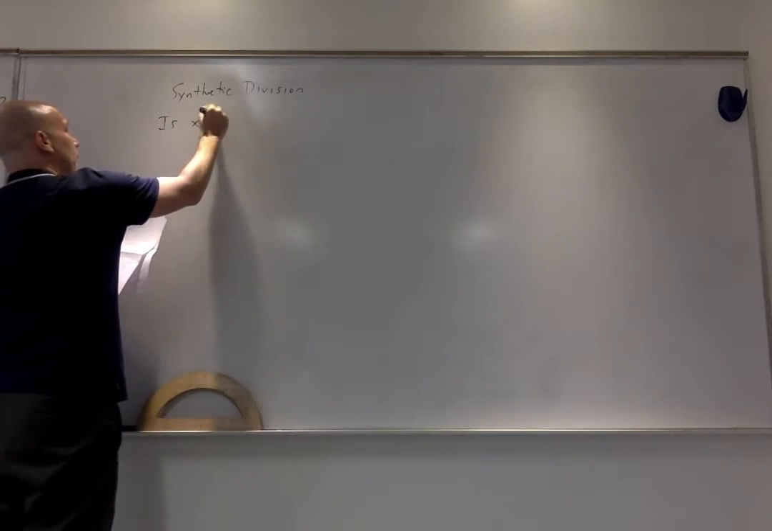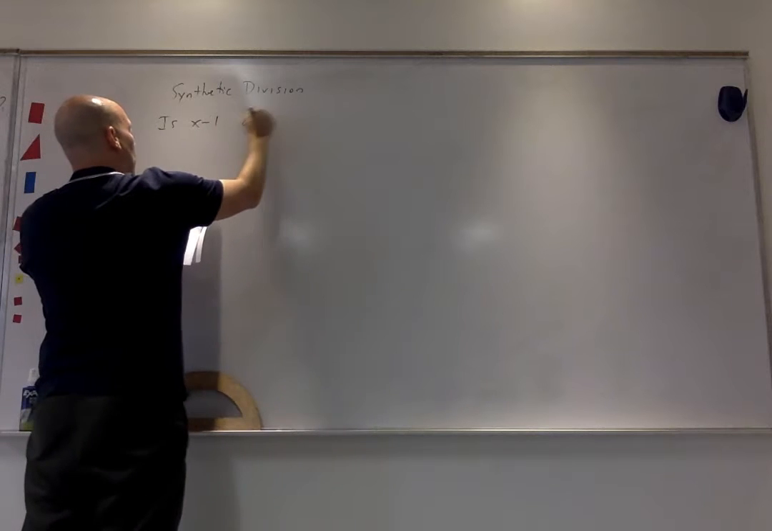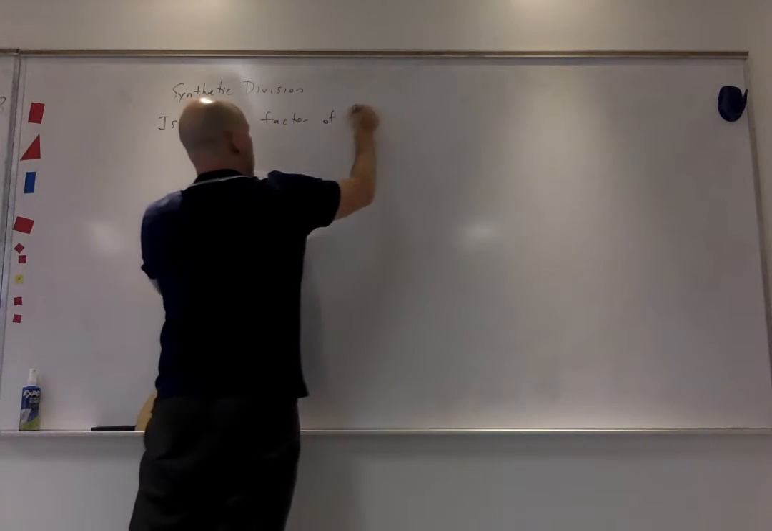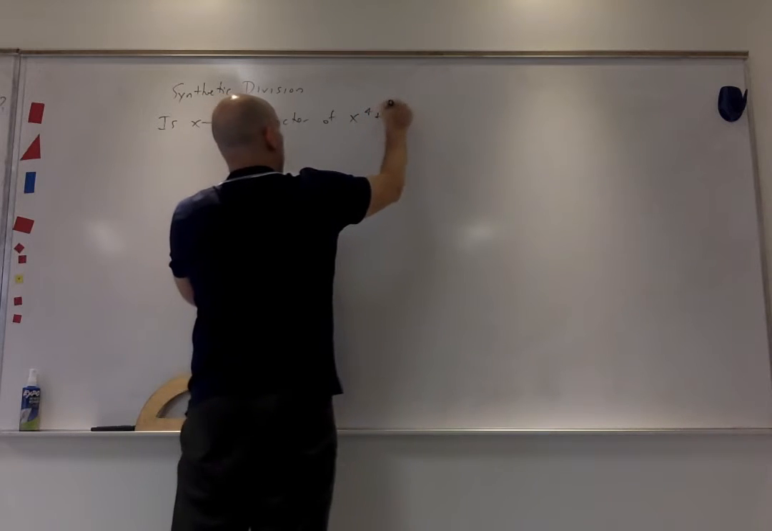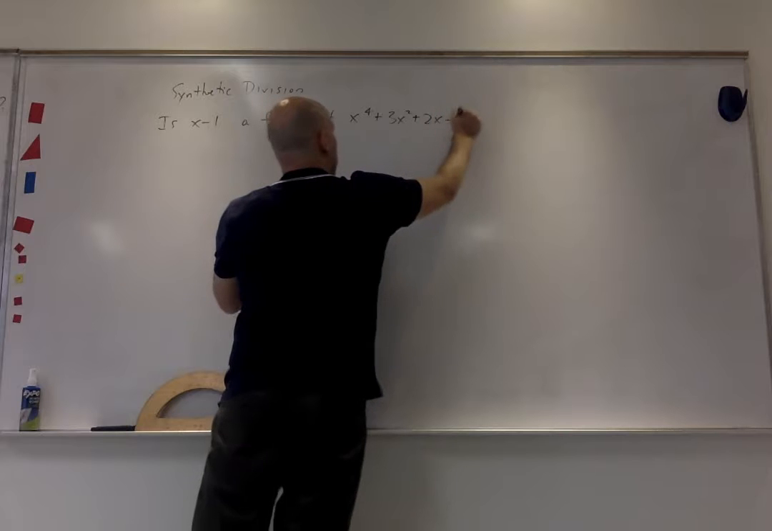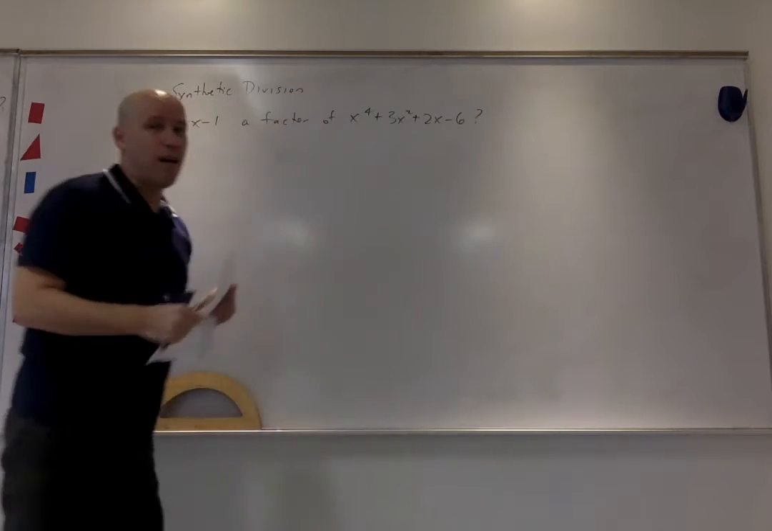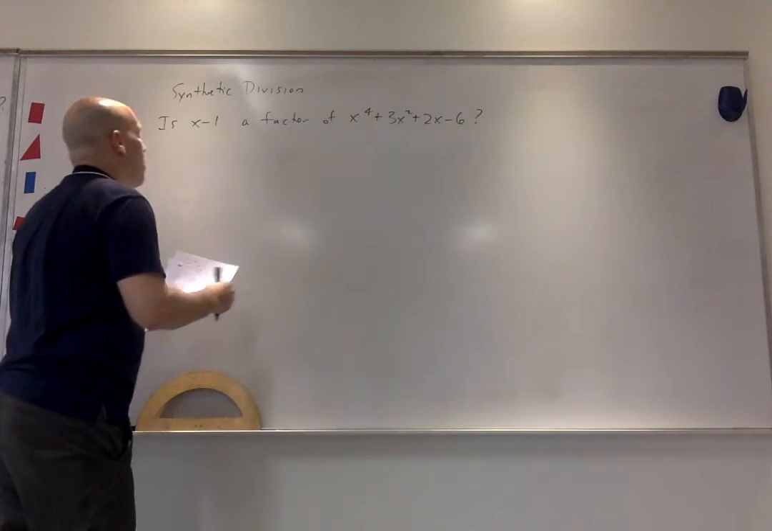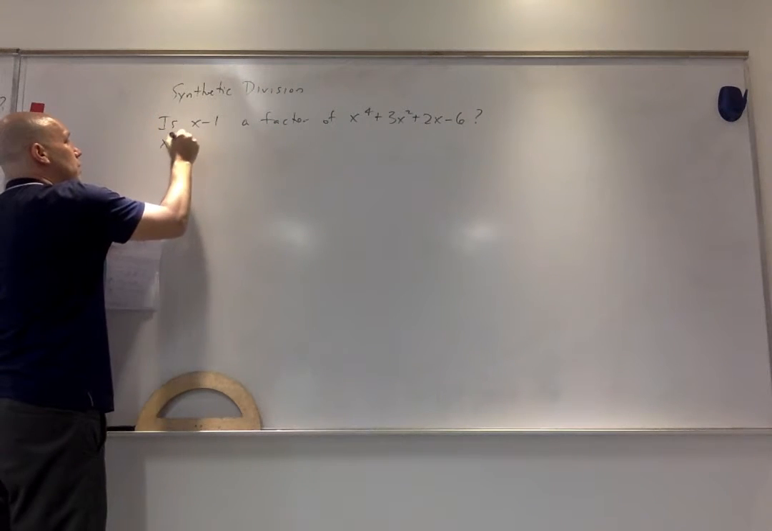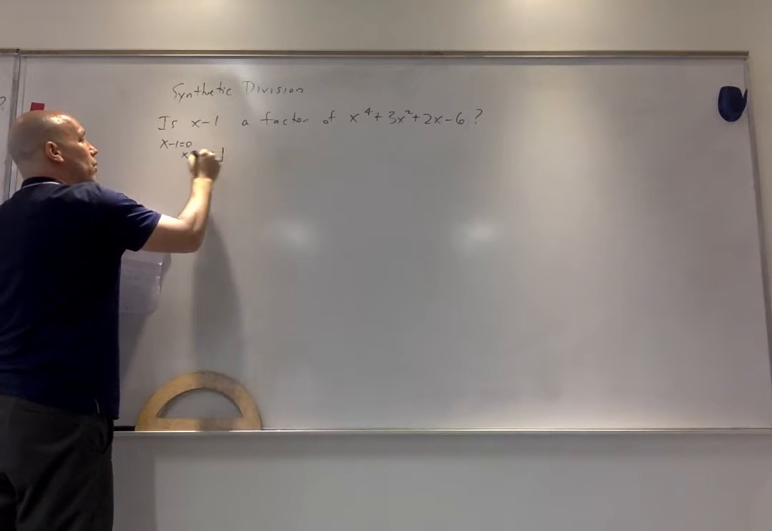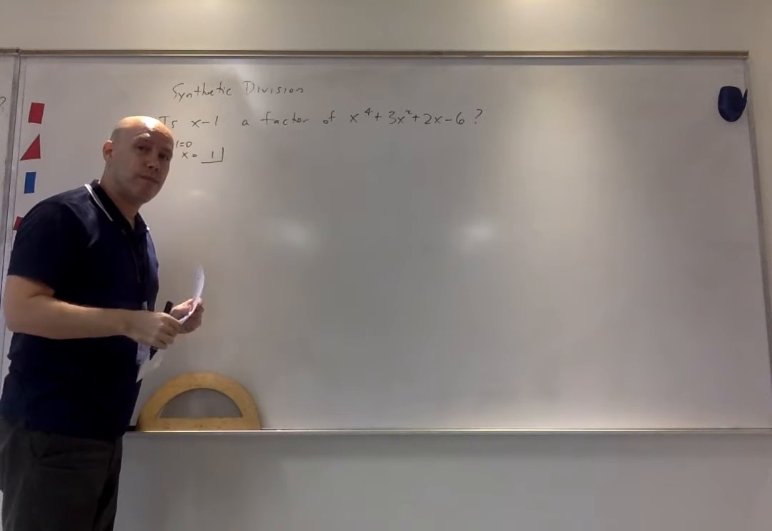Is x minus 1 a factor of x to the fourth plus 3x squared plus 2x minus 6? This is the original question. Watch this. This is great. Step 1, set this equal to 0, solve for x, and put that number in what I call the perch. That's step 1.